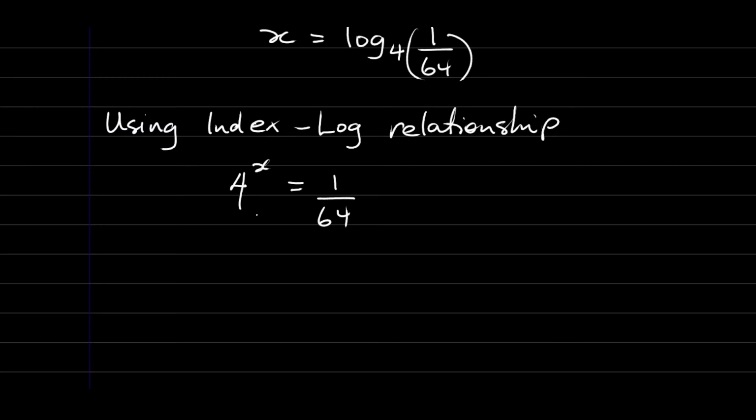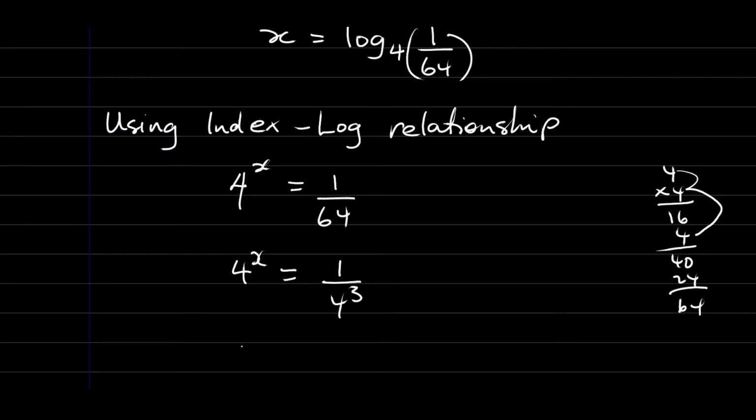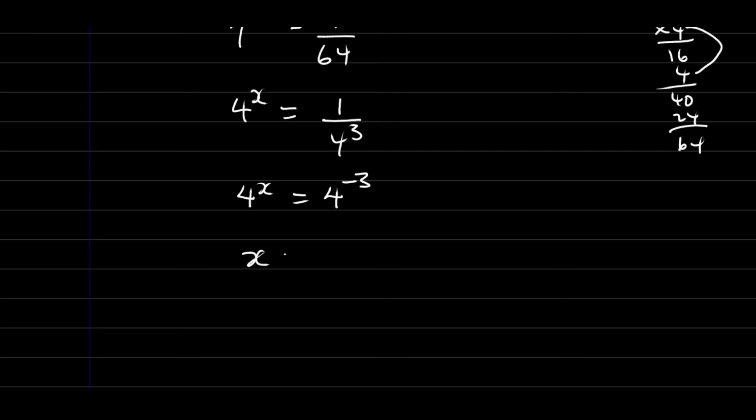And now it becomes easier to solve, because what we can do is we can say 4 times 4 is going to be 16, times 4 is going to be 64. So we're going to have 4 to the 1, 2, 3 power. So 4 to the x is equal to 1 over 4 to the third power. 4 to the x is going to be 4 to the minus 3 power. And therefore, from that, we can see that x is equal to negative 3.